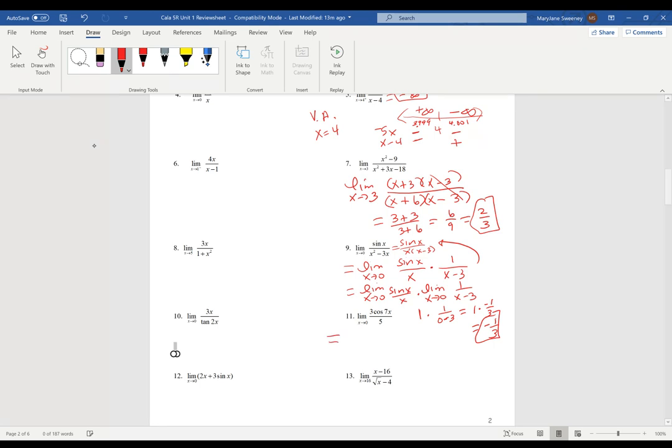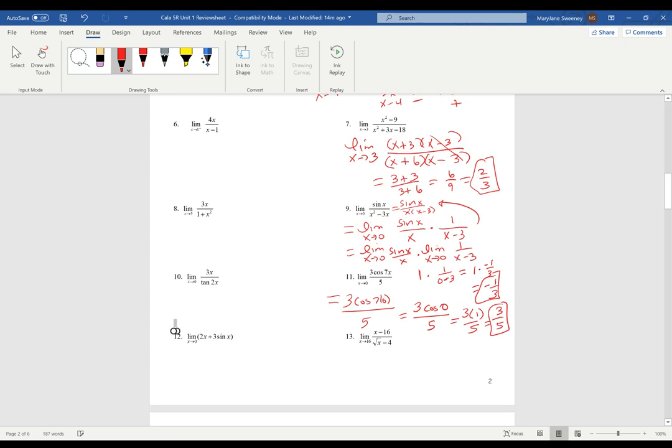Next one, plug in 3 cos 7 times 0 over 5, which is 3 cos 0 over 5. And cos of 0 is 1. So that's 3/5. So remember, sine of 0 is 0, tan of 0 is 0, but cos of 0 is 1.